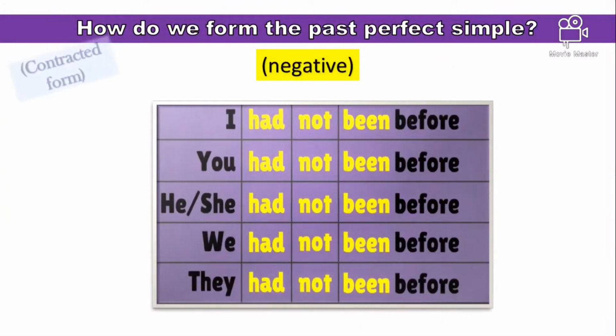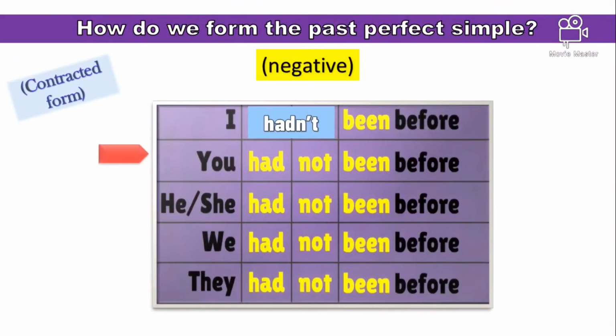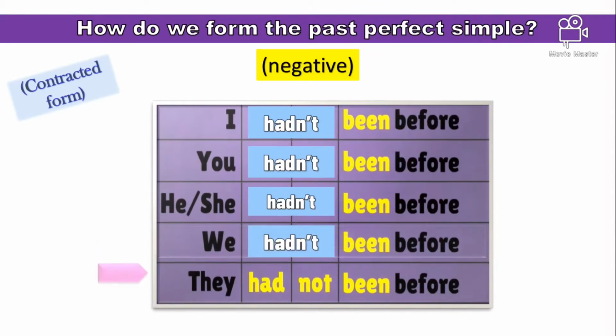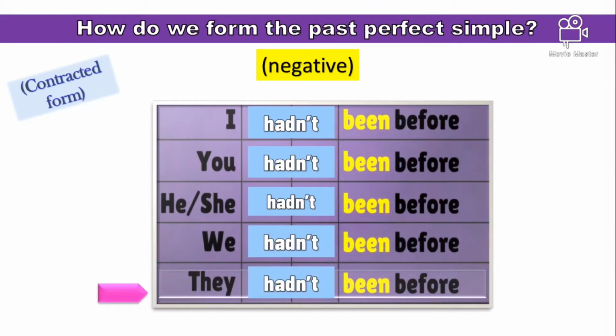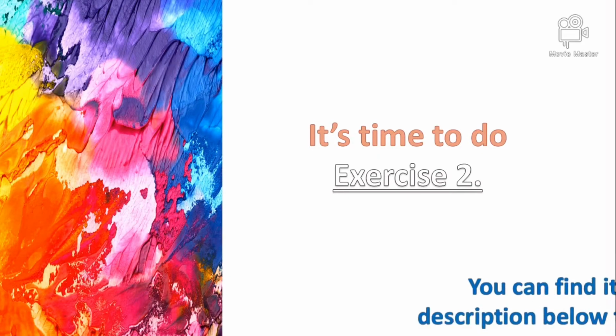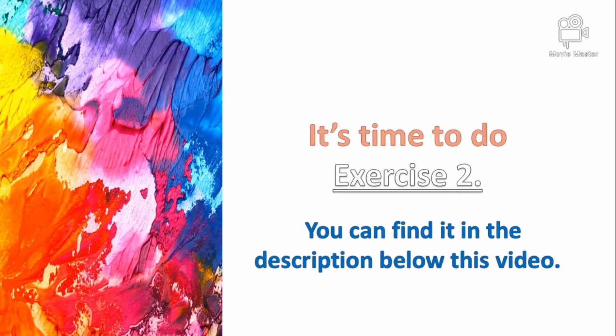Contracted form. I hadn't been before. You hadn't been before. He hadn't been before. She hadn't been before. We hadn't been before. They hadn't been before. It's time to do exercise 2. You can find it in the description below.